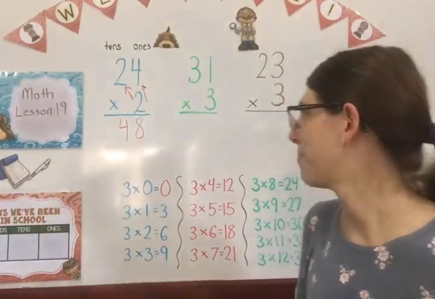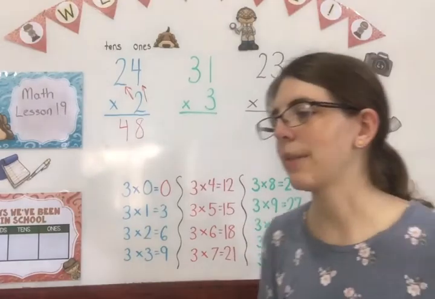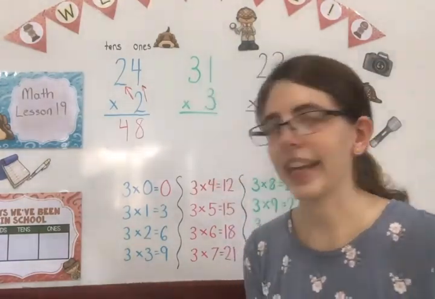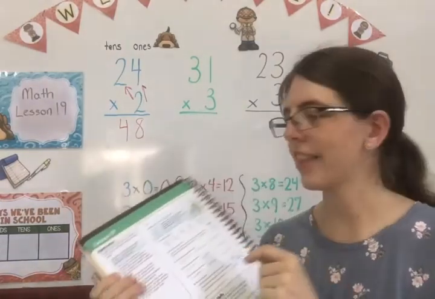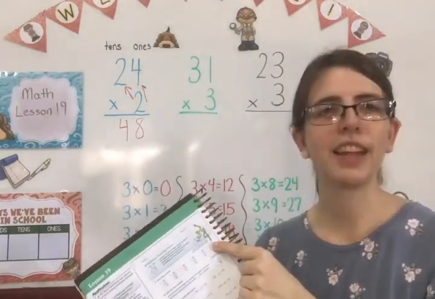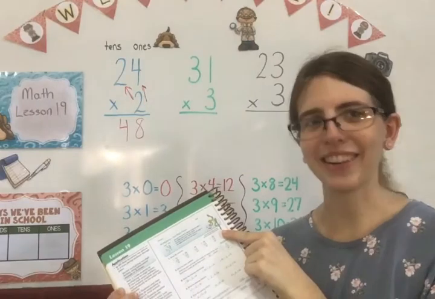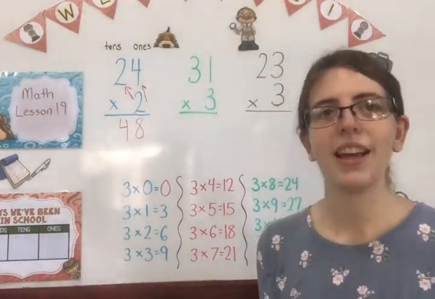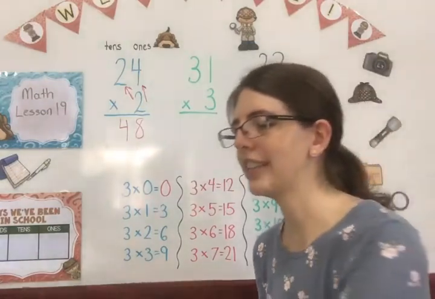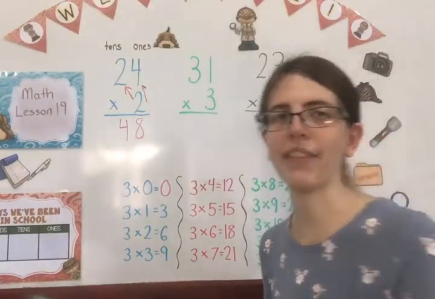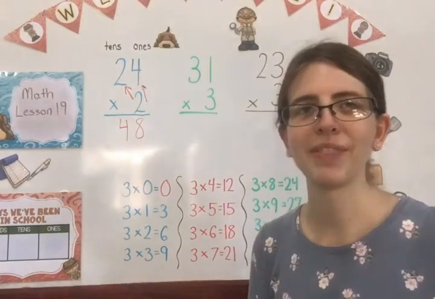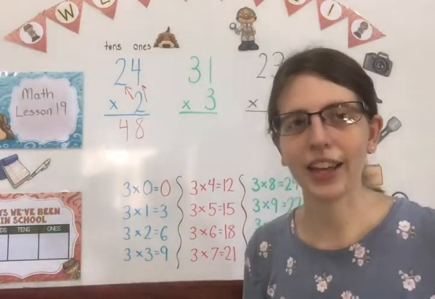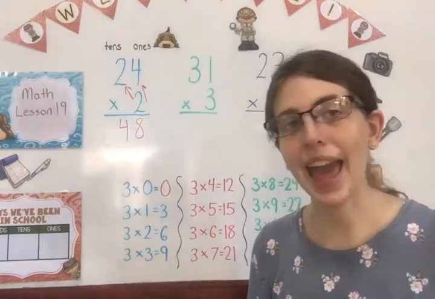Let's try another one. 31 times 3. Now to do this one with me, go ahead and get out your math paper. Looks like this. Has a frog sticking his tongue out to get a fly, okay? Get that math paper out. It's page 37, lesson 19, page 37. Okay, you should have that out. Pause the video if you need to. Okay, we're gonna do this one together. This is exercise 1, problem A, okay?